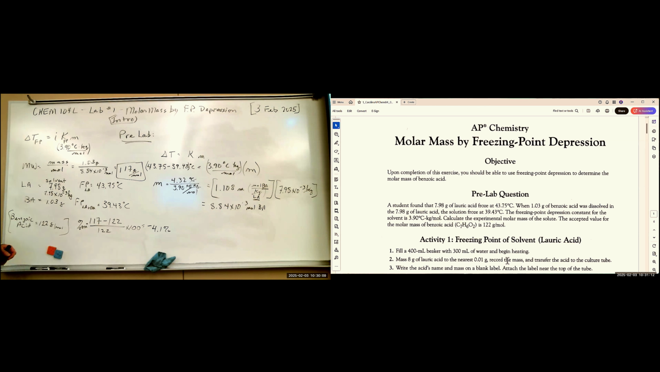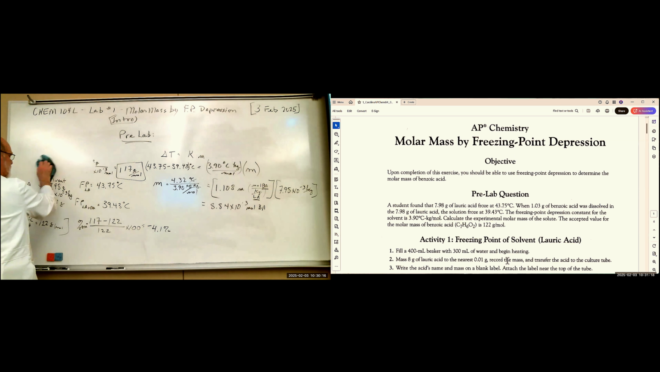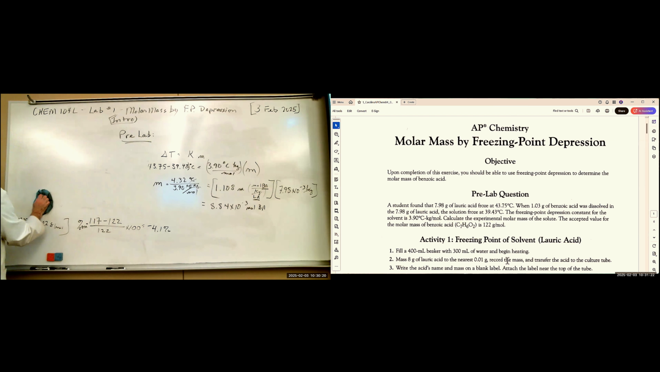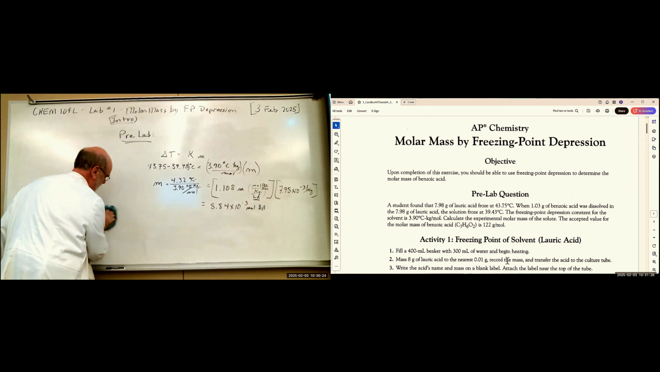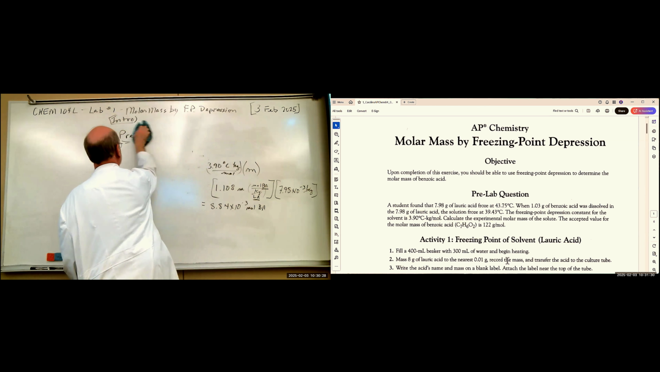So how are we going to do the experiment? Well, let's take a pictorial journey through the experiment. It helps to draw pictures.